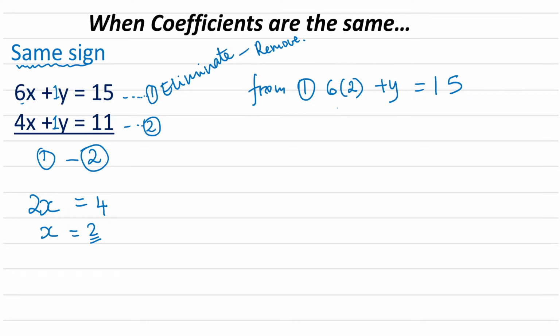So we multiply this out. 6 times 2 is 12, plus y equals 15. Then we remove 12 on both sides. Then we have y equals 15 take away 12, which is 3. So we now know x is equal to 2, y is equal to 3.